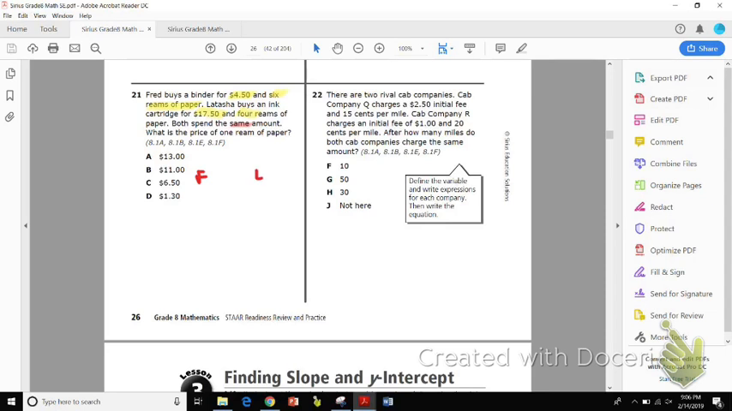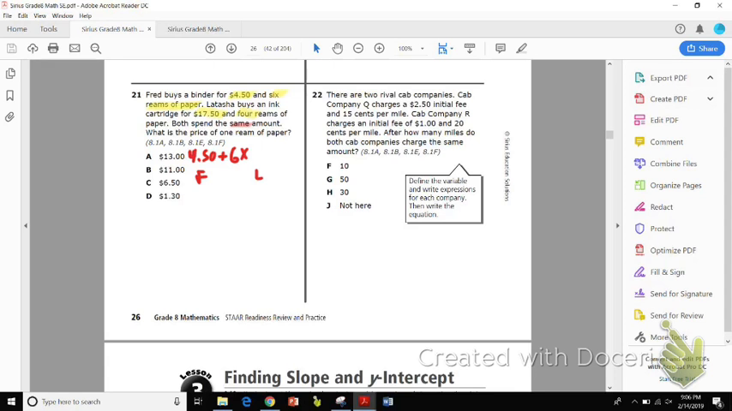So, let's work with Fred. They're telling us that he bought a binder for $4.50. However, is that all that Fred bought? No, Fred also bought 6 reams of paper. So when you go to the store and you buy 6 reams of paper, are they going to subtract it from you? Are they going to divide it, multiply it? No, they're going to add it to your total. So plus the $4.50 that he spent on a binder, plus the 6 reams of paper at x amount of dollars each. And that's Fred.